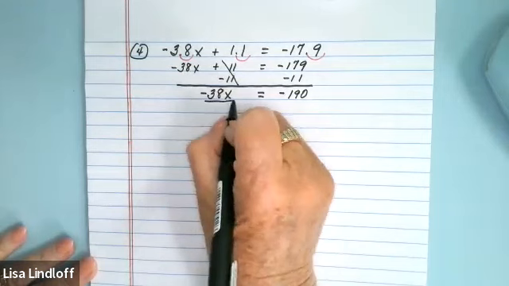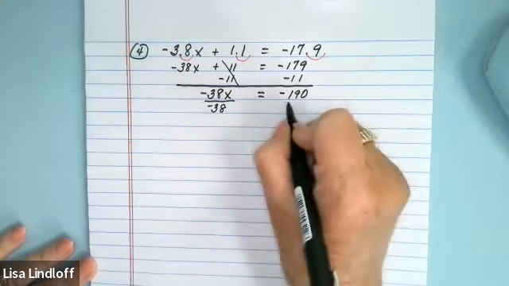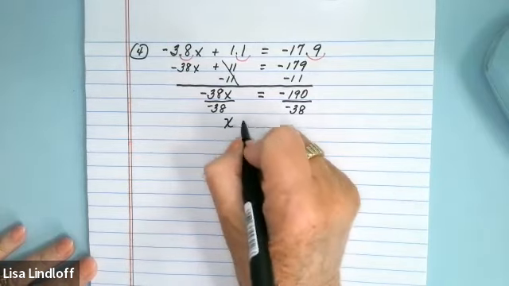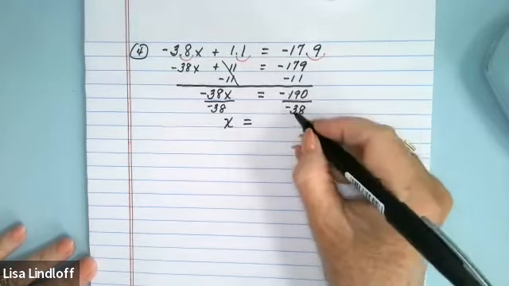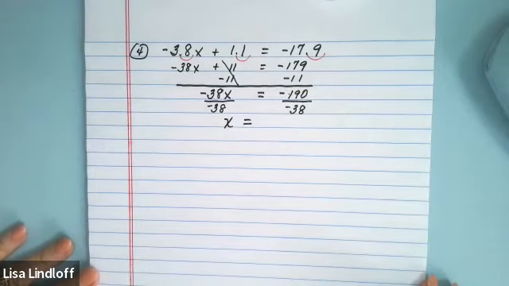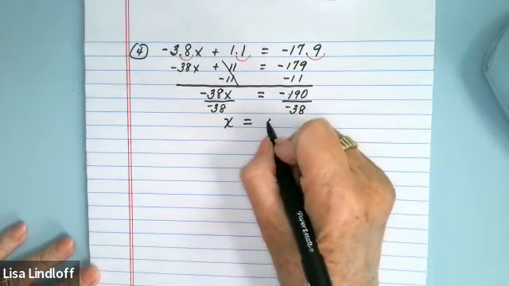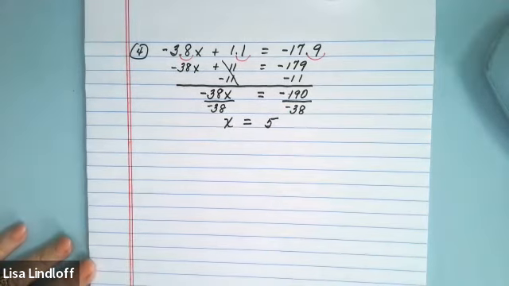Now, divide both sides by 38. I'm sorry, negative 38. That will give me x is negative divided by negative is positive. We'll do that in our calculator, and we will get the whole number 5.